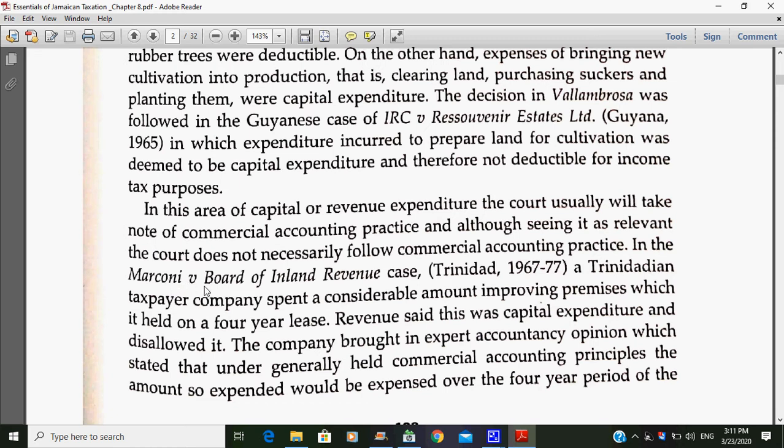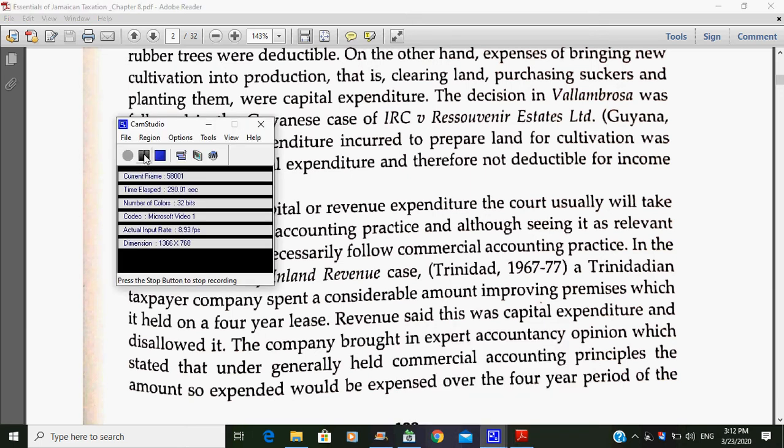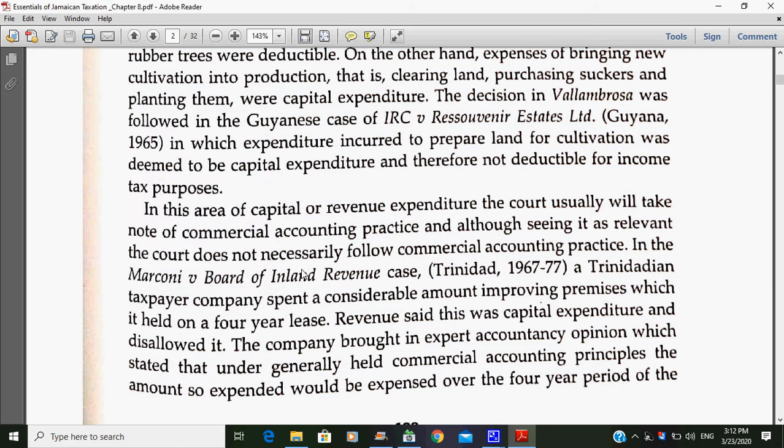In the Marconi versus Board of Inland Revenue case, a Trinidadian taxpayer company spent a considerable amount improving premises which it held on a 4-year lease.